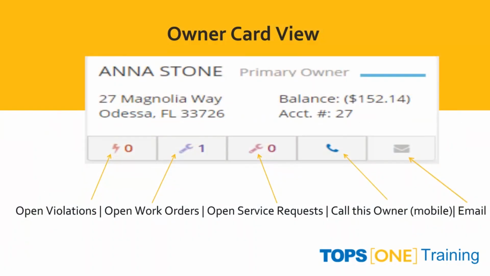When looking at owner information, whether in card or list view, we will be able to see and act on the same indications. As we can see here, basic demographic information as well as balances, account numbers, open violations, work orders, service requests. If we're using the application on our smartphone, we can select to call the mobile of this owner right away. We can also email, which will open your defaulted email application and send an email to the property owner themselves as well.